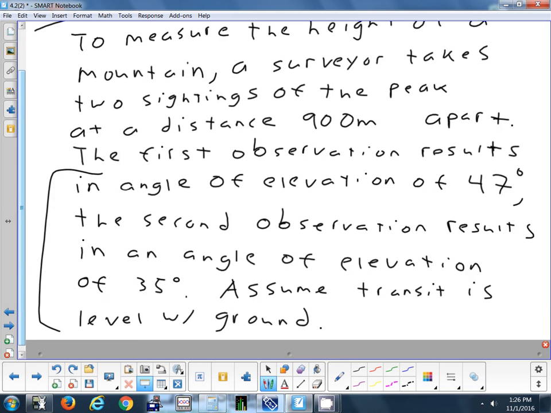And the other thing I'm going to assume, just to take one level of complexity out of the problem, is that the transit is level with the ground. Most of the time it's not true. It's on a tripod. But if I assume it's on a tripod, then I need to know the height of the tripod. So just assume that it's on the ground.